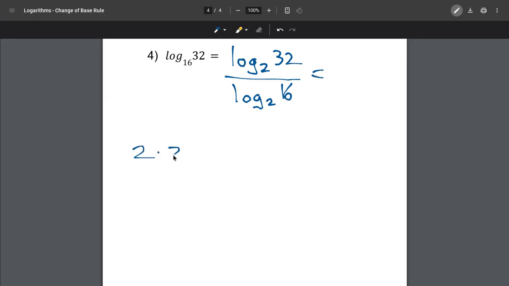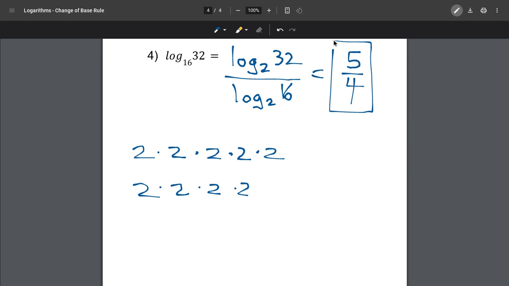Okay, so how many 2's do I have to multiply together to get 32? Well, if I do 2 times 2, that's 4. Times 2 again, that's 8. Times 2 again, that's 16. Times 2 again, that's 32. So that's 1, 2, 3, 4, 5 2's. Over, to get 16, well, I do 2 times 2 times 2 times 2. So that's 1, 2, 3, 4 2's. So my solution is 5/4.